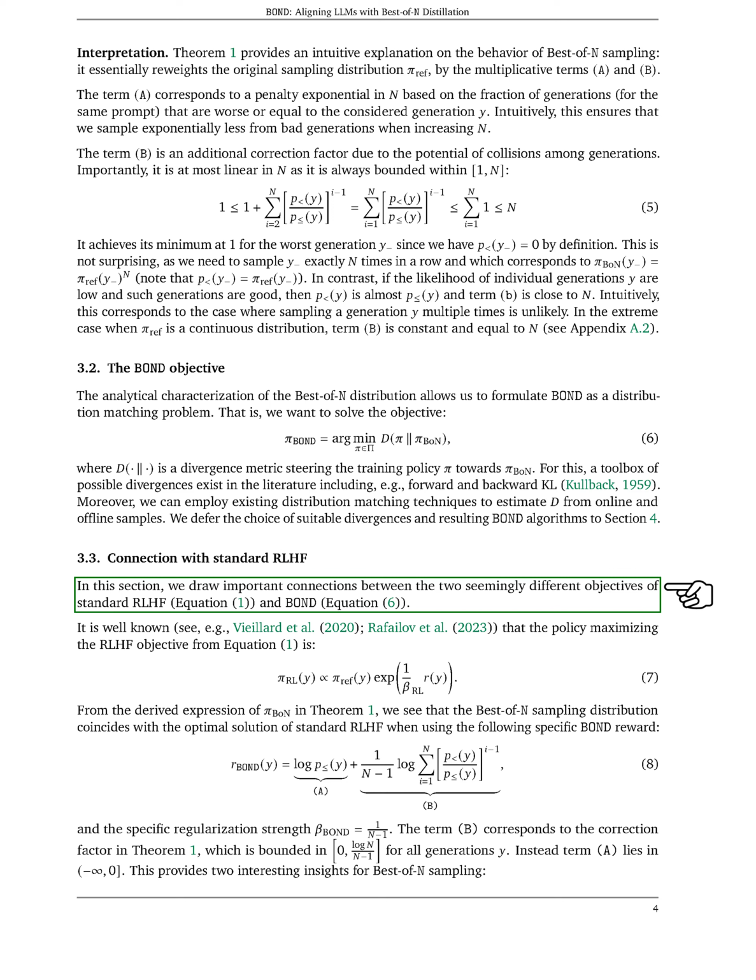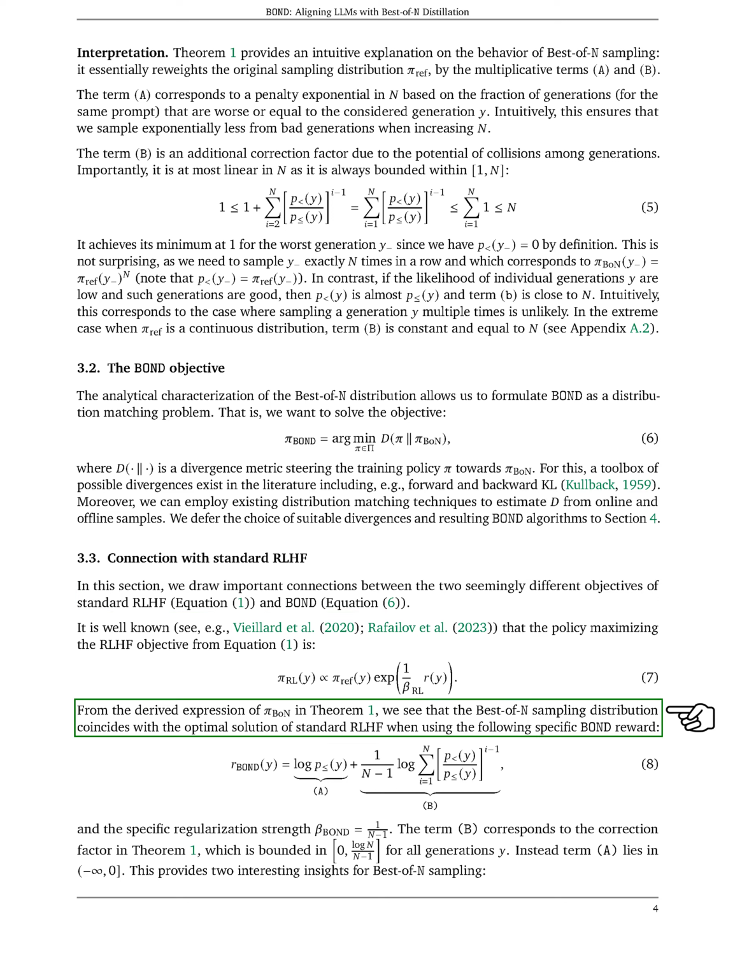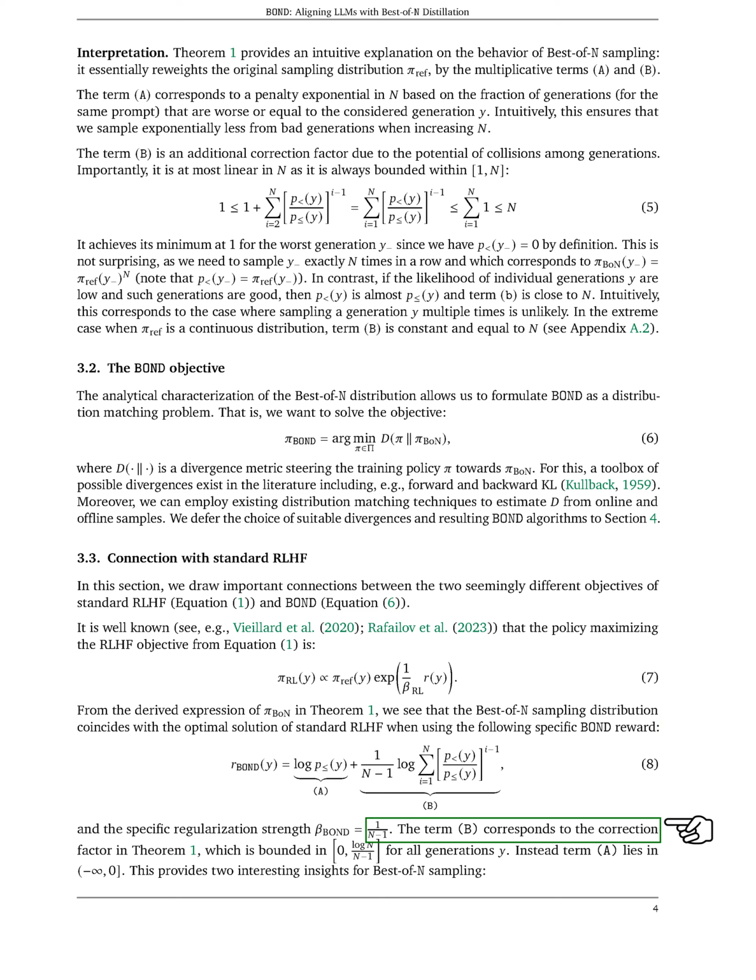Next, we explore the connections between the objectives of standard RLHF and Bond. It is well established that the policy that maximizes the RLHF objective aligns with the best of N sampling distribution when we use a specific Bond reward and a particular regularization strength. The correction factor we mentioned earlier is bounded for all generations, while the other term lies within a defined range. This leads to two significant insights regarding best of N sampling. It can be seen as a solution to a standard RLHF problem with regularization, where the choice of a specific parameter determines the level of regularization.